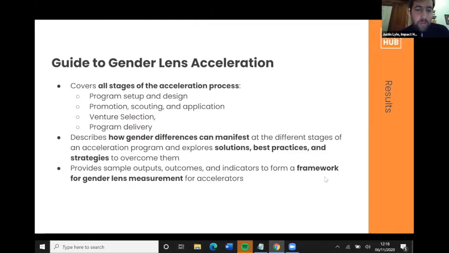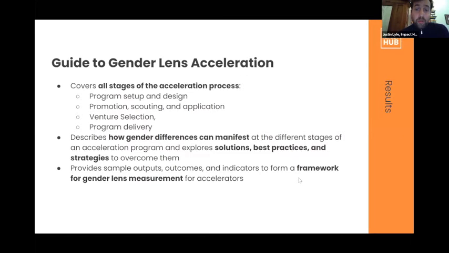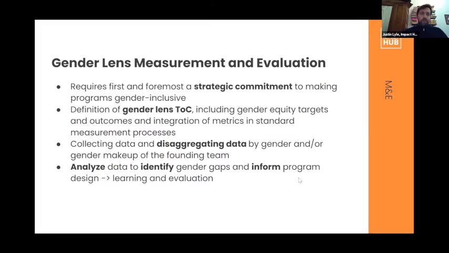So yeah, nice to be here with you. I'm Justin, Global Programs Measurement Lead from Impact Hub. So as Maria said, the guide is comprehensive about gender lens acceleration, but I'm going to talk to you particularly about measurement.